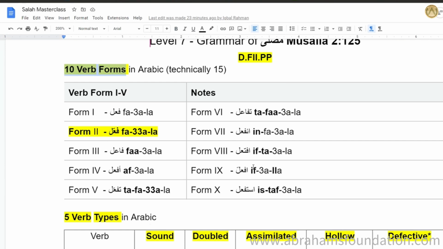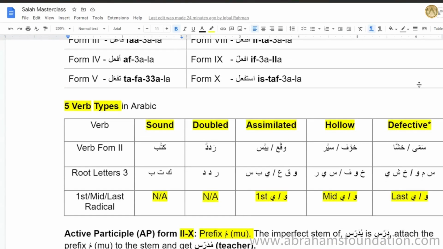Do you need to know all 10? No. Form 2 is Muṣalla. What is that? It's the second radical. The second letter is doubled. That's all. Fa''ala, kataba, anything like that has the center doubled, and you hear the pause. Boom. Next. This is the only part where it gets hard-ish, but you don't need to know everything. You just need to understand the theory.